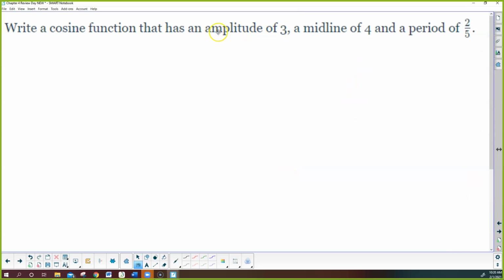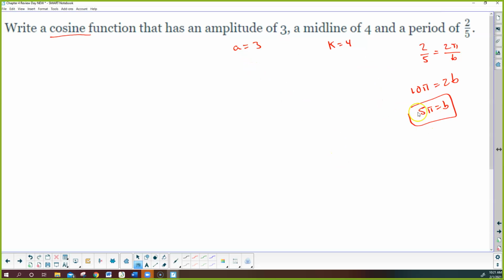Basically, this is the same thing. We're not going to do this problem, but notice if I gave you: write a cosine function that has an amplitude of 3, a midline of 4, and a period of 2/5. The only thing you would have to do is cross multiply. You know what? Maybe I'll do this one quick because I'm halfway there. You don't have to write this. And then if I divide, I get b equals 5 pi.